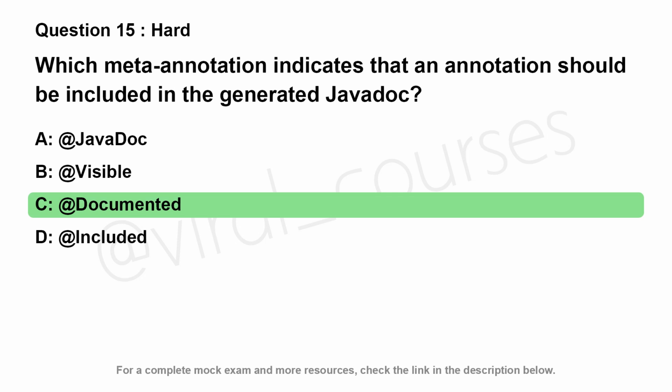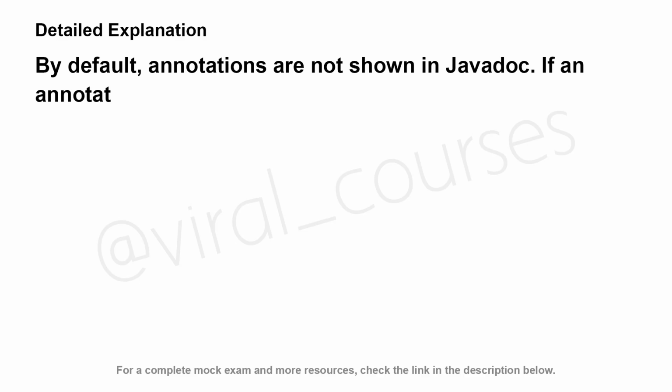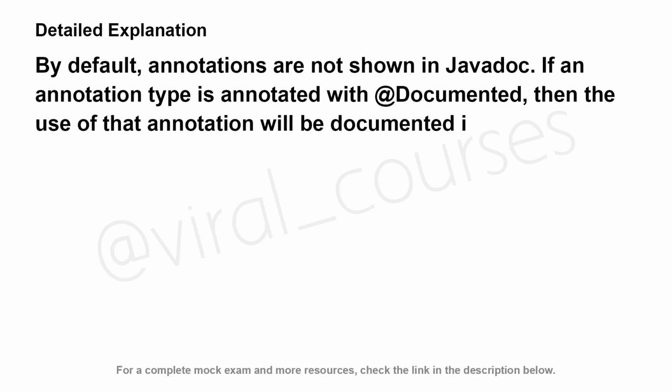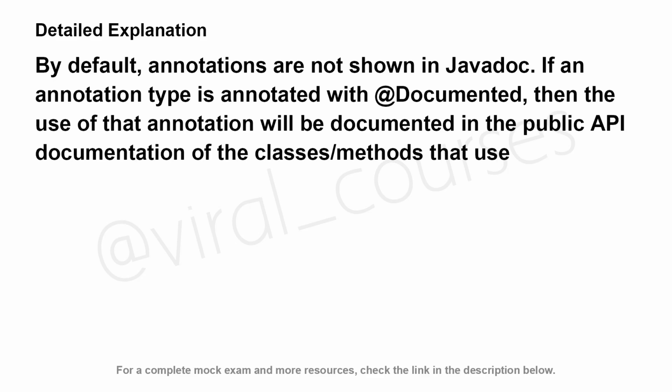The correct answer is C. By default, annotations are not shown in JavaDoc. If an annotation type is annotated with @Documented, then the use of that annotation will be documented in the public API documentation of the classes and methods that use it.